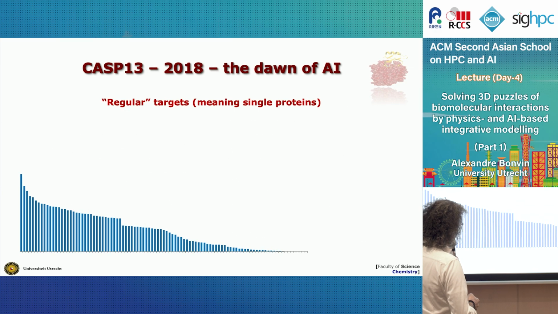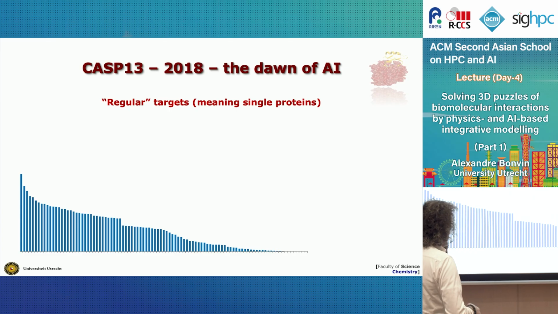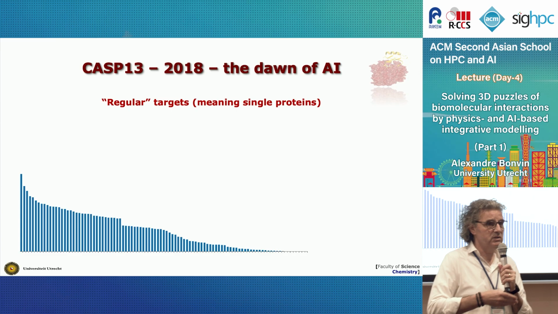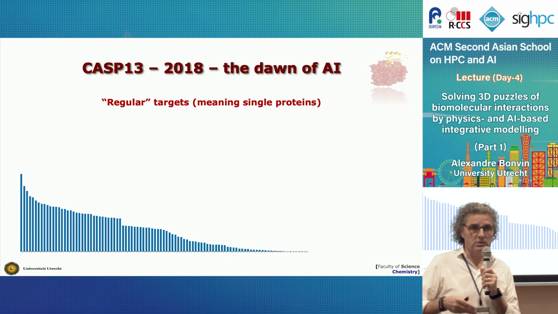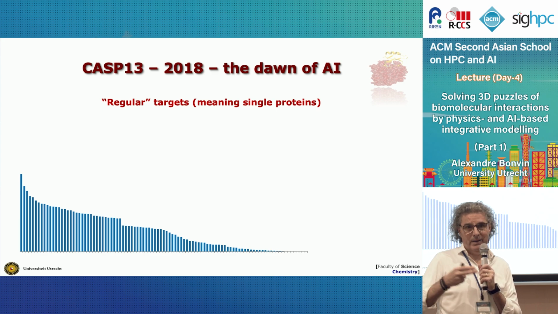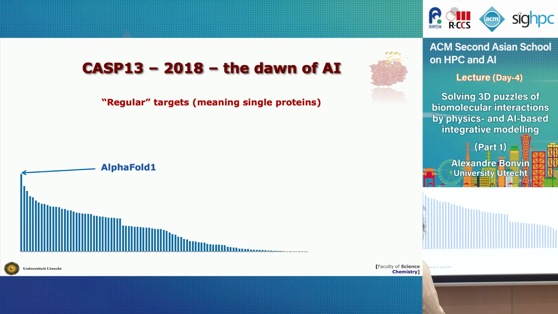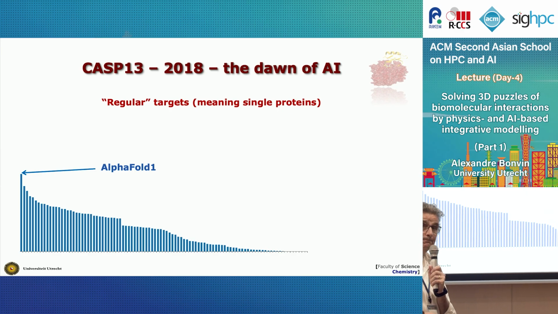So now we go to 2018, the dawn of AI, basically. What you see here is a plot coming out of the CASP analysis, where on the x-axis you see predictor groups, and on the y-axis some measure of the performance of those groups. The higher the bar, the better you are. This was 2018, and there was one bar which was slightly better than all the others, but at that time that was a big jump, okay?